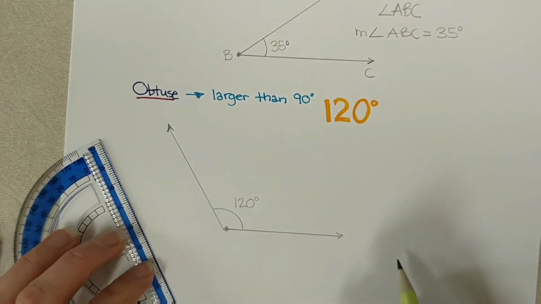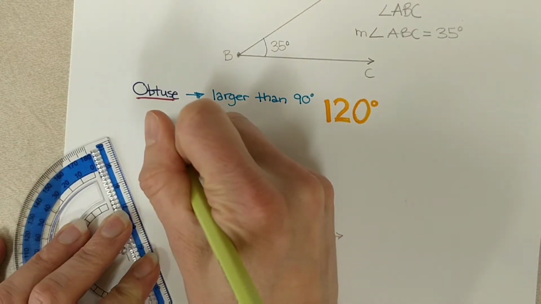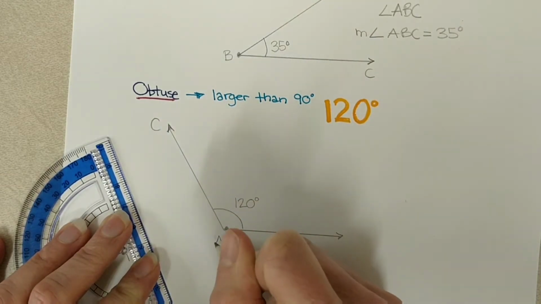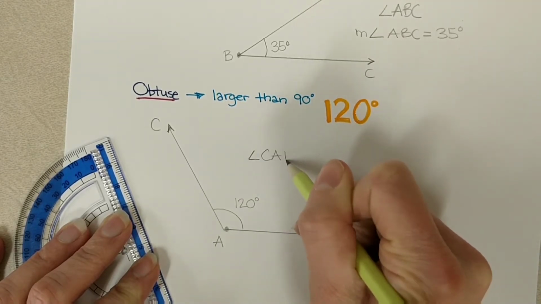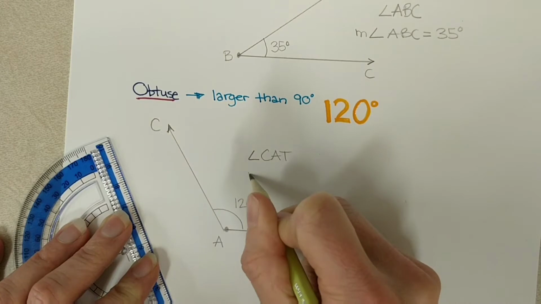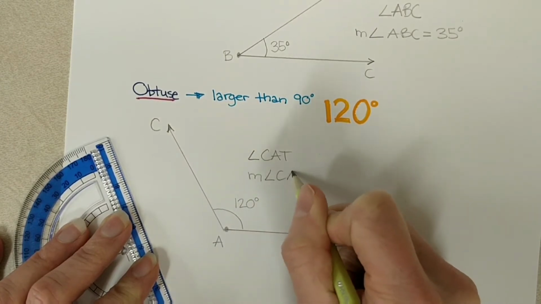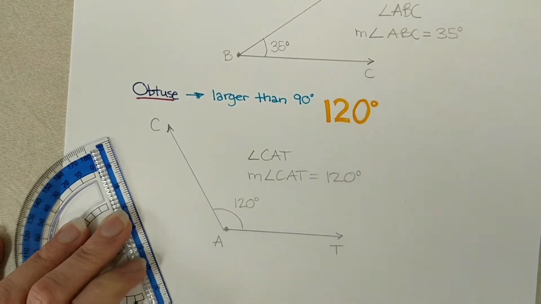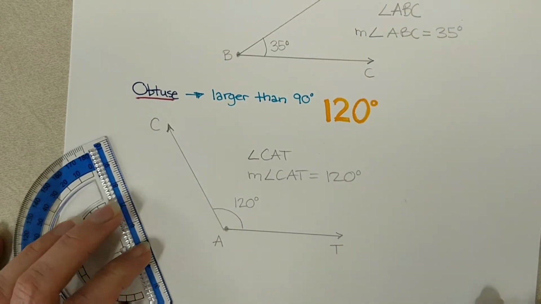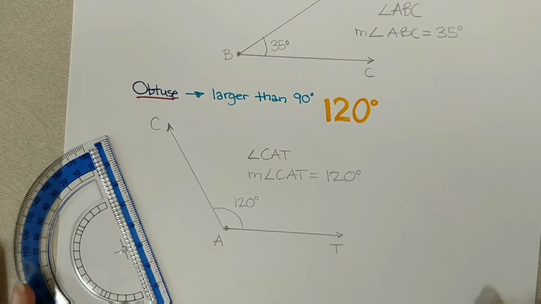Now again, we're going to name our angle. So this time I'm going to name it CAT. Okay, so this is angle CAT. And we can say the measure of angle CAT equals 120 degrees. So there you have it. That is how you construct and name an angle.